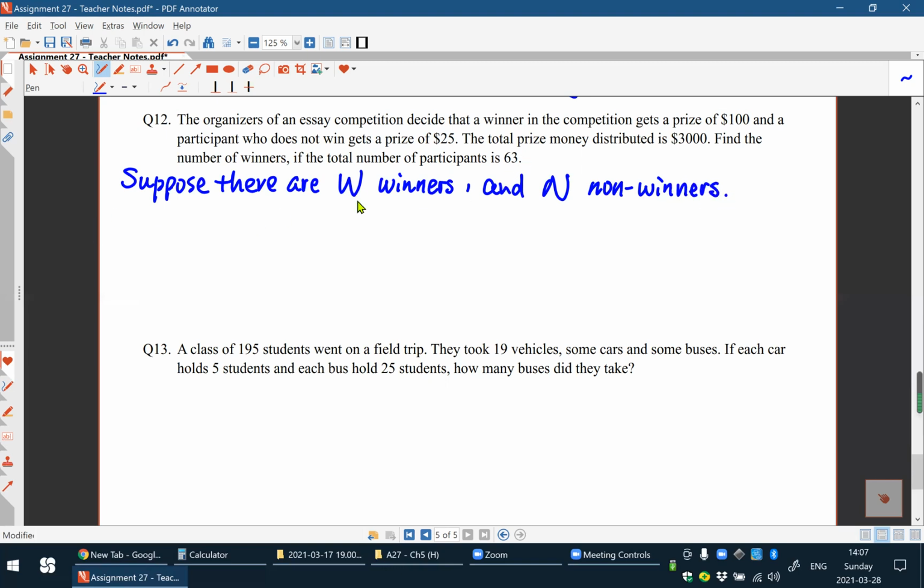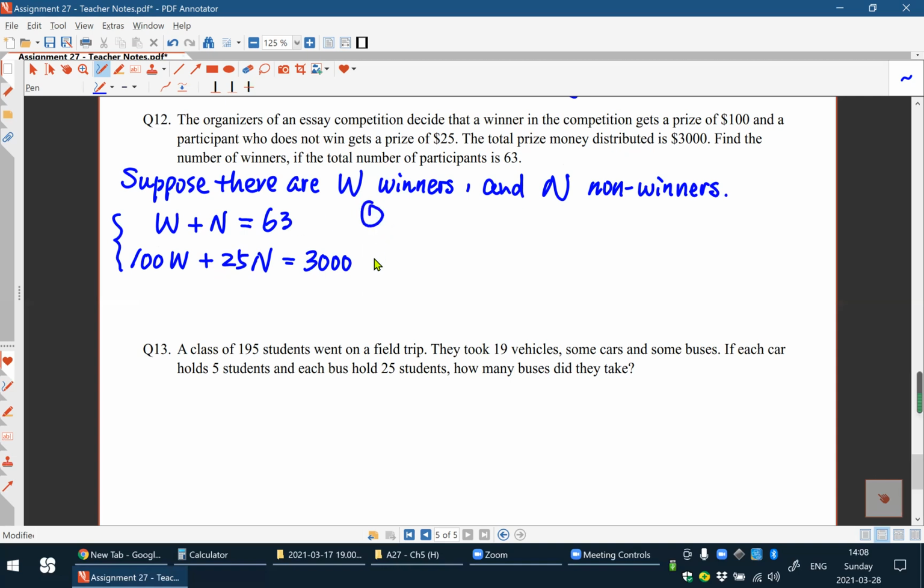Okay, so what relationships can we interpret from the English sentences? First of all, we know that the total number of participants is 63, right? So that means W plus N equals 63, right? Next, we know that the winners get a prize of 100. So that means 100W is the total prize that the winners get. And the non-winners get a prize of 25 each. So 25 multiplied by the number of non-winners is the total prize won by the non-winners. This number equals the total money distributed, which is 3,000, right?